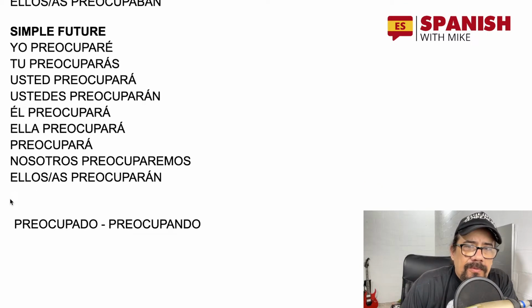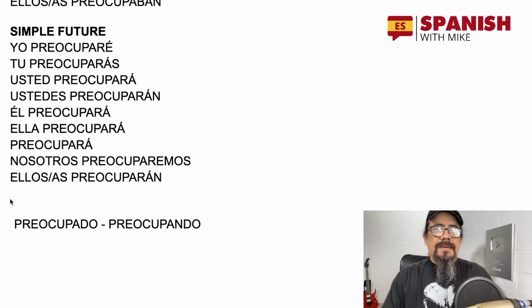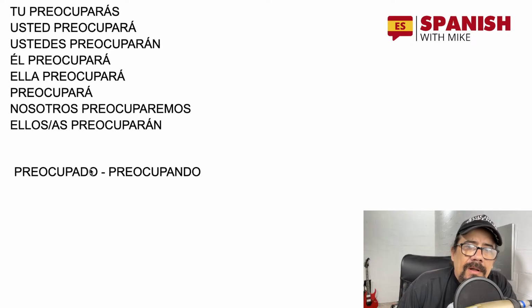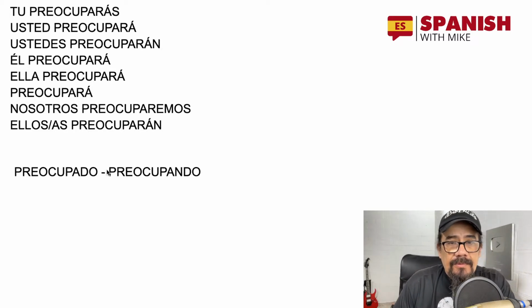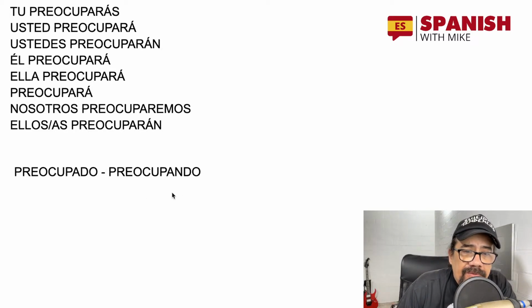Yo preocuparé, tú preocuparás, usted preocupará, ustedes preocuparán, él preocupará, ella preocupará, preocupará for it, nosotros, nosotras preocuparemos, ellos, ellas preocuparán. And we have preocupado for perfect forms. Yo he preocupado, tú has preocupado, nosotros hemos preocupado. And preocupando for the gerund form. Yo estoy preocupando, tú estás preocupando, and such and such. So this would be the conjugation table for these cases.